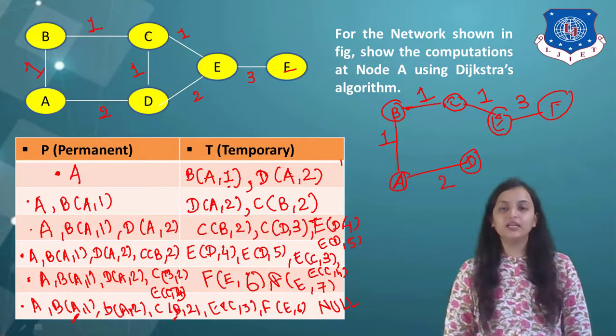You have to remember that the target is to shift all the nodes on the permanent side by checking all the outgoing connections with the labels given to it. So I hope this Dijkstra's algorithm is clear to you now for any of the network to obtain the shortest path.